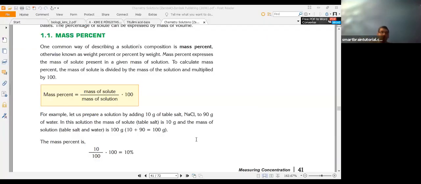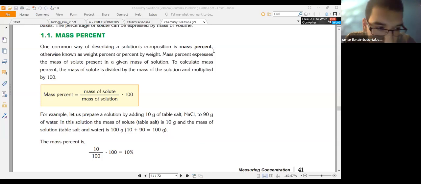Now we will continue with concentration of solutions. Have you learned anything about solutions? Or do you know anything about them? I know they're made of a solute and a solvent. Yeah, okay, very well.